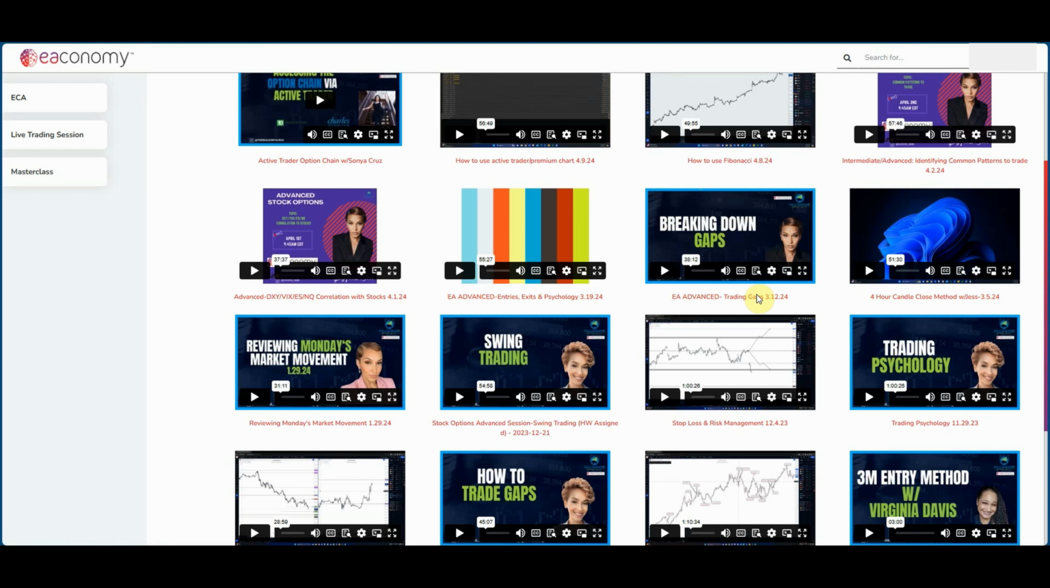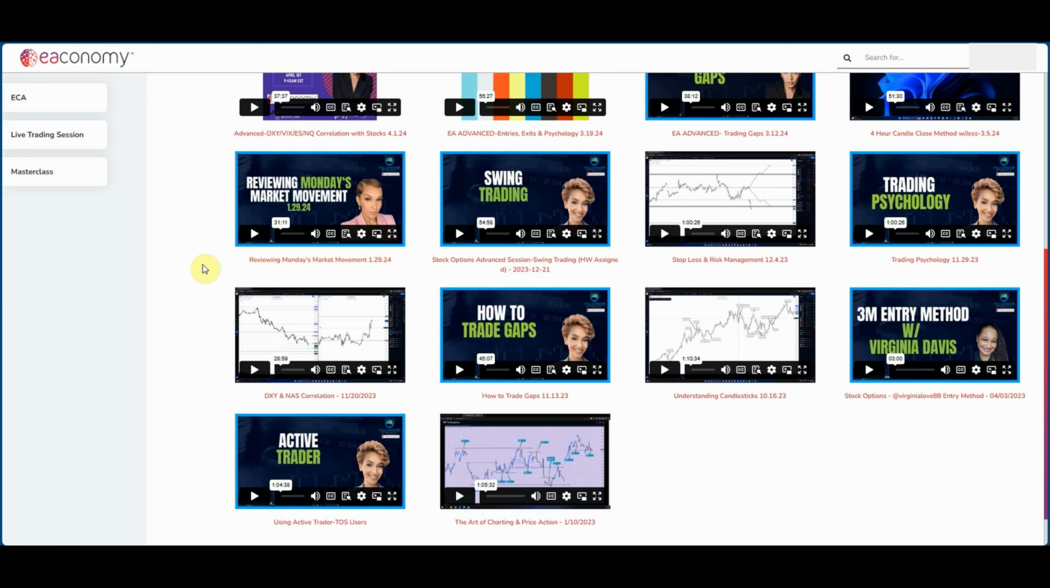And it could be a good idea to also integrate the cam levels, which is something that I use with my trading. You've got different methods here with a 4-hour candle close. You've got a market movement review, stock options advanced.